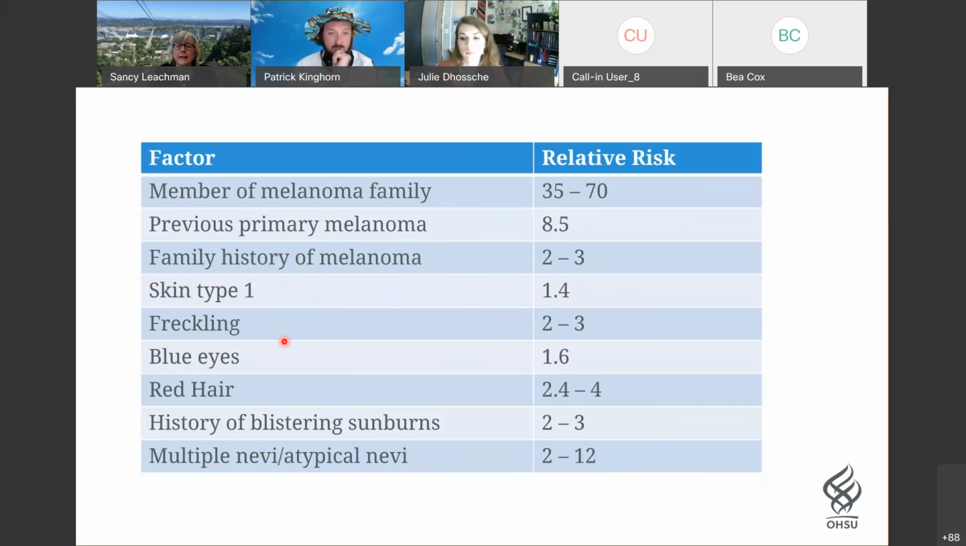If you have freckling, blue eyes, or red hair, those are all around a 2-fold higher risk, unless it's true red, in which case it's up to about 4, and I mentioned that before.